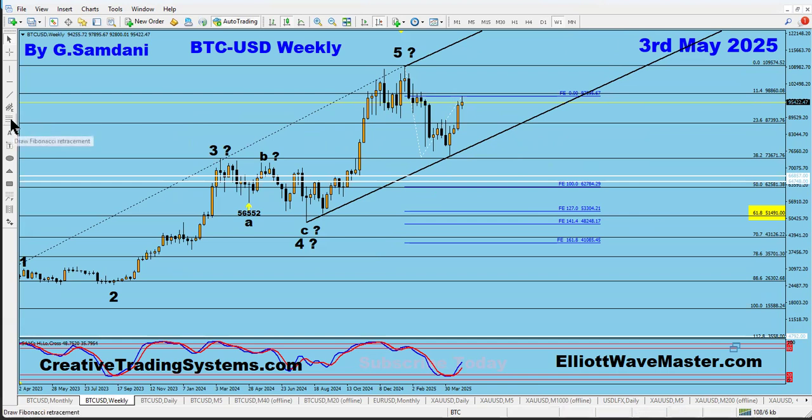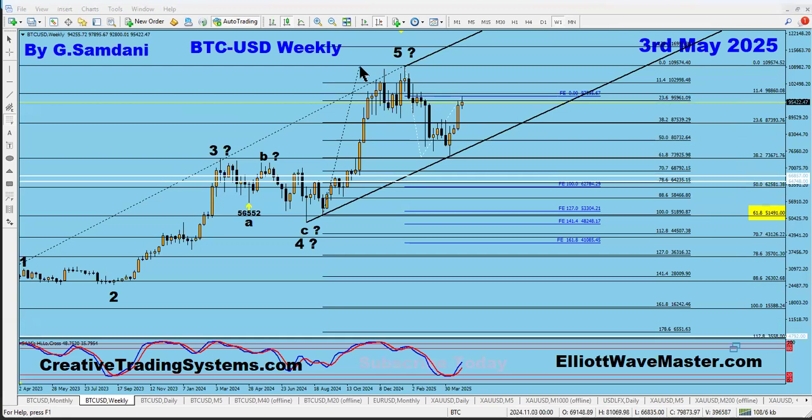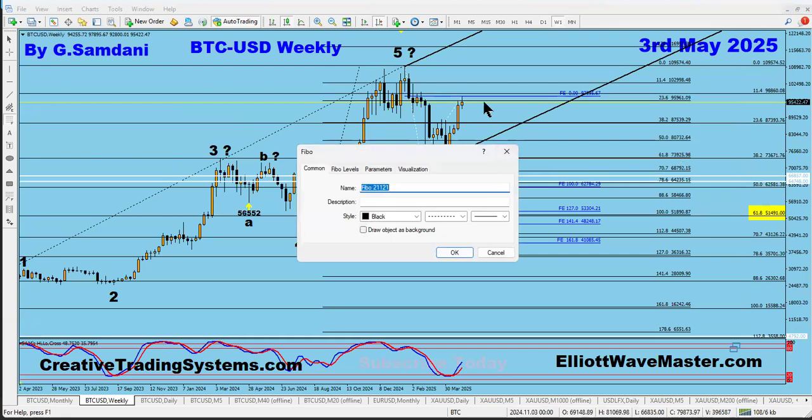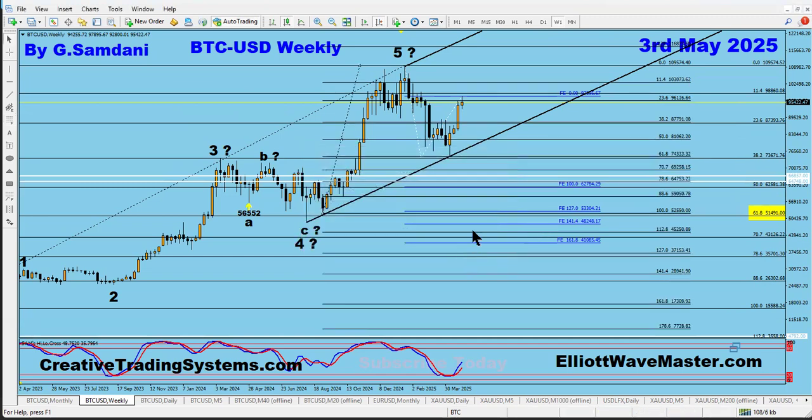Let me pull the fib again. This is going to be like this, right? 61, 23, 78. So let's see what happens, right? Very easy chart. To me, it's very easy, but it's a lot of mumbo jumbo here. So just pay attention, and then you get it, right?